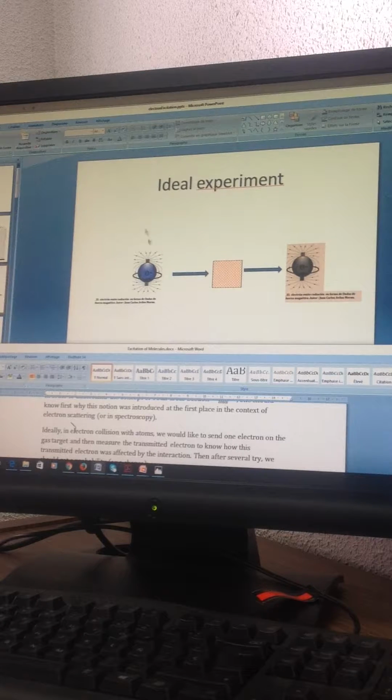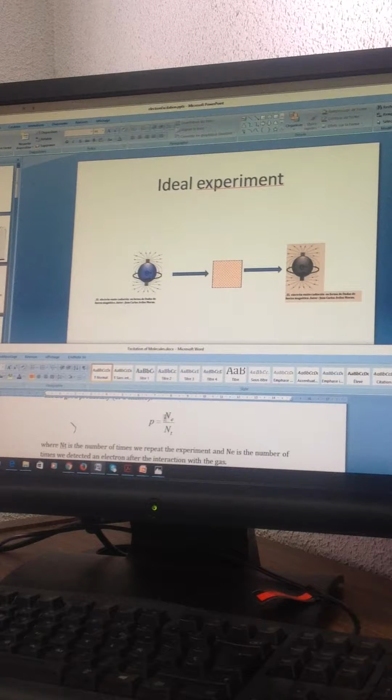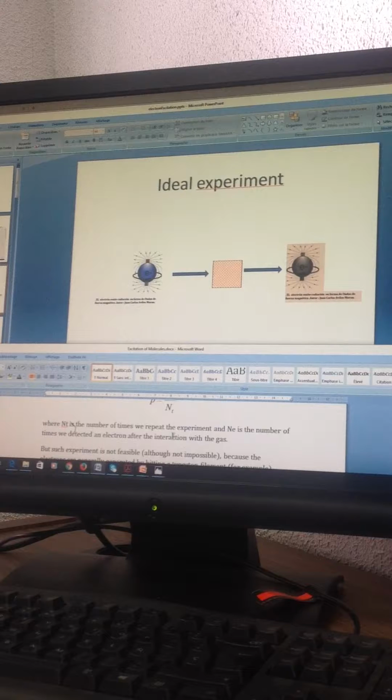Ideally, as is shown here in this PowerPoint slide, in electron collision with atoms, we would like to send one electron over the gas target and then measure the transmitted electron to know how it was affected by the interaction. And then after several tries, we should get a probability, noted P, which is the number of times we detected an electron after the interaction with the gas over the number of times we repeated the experiment.